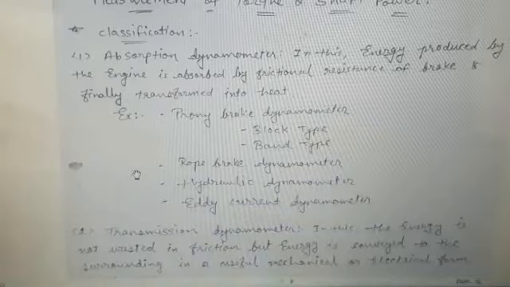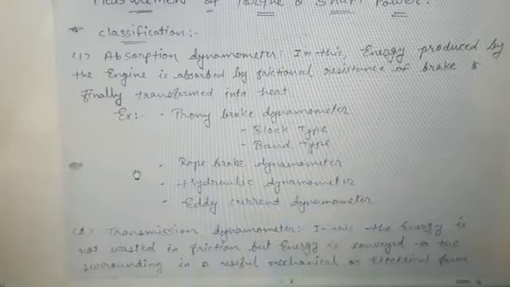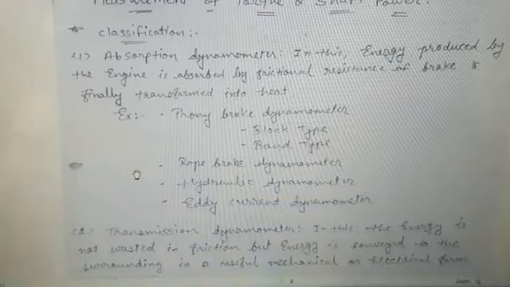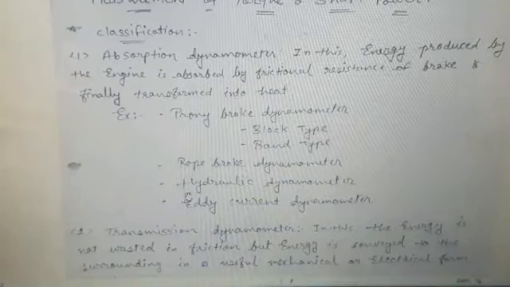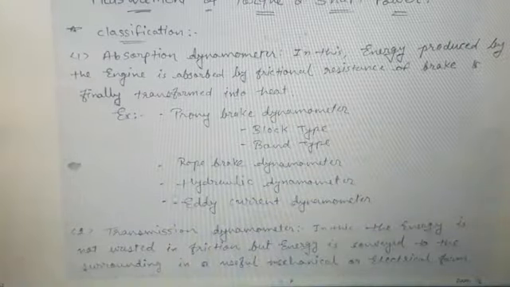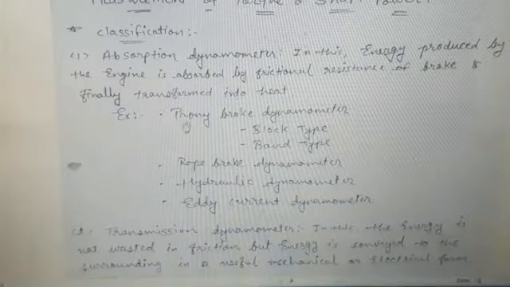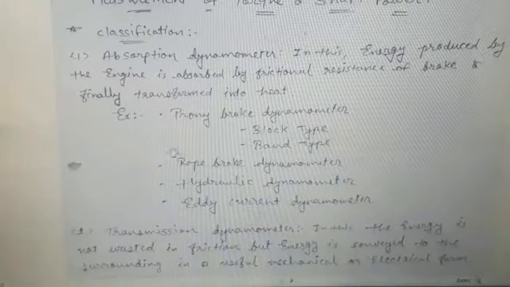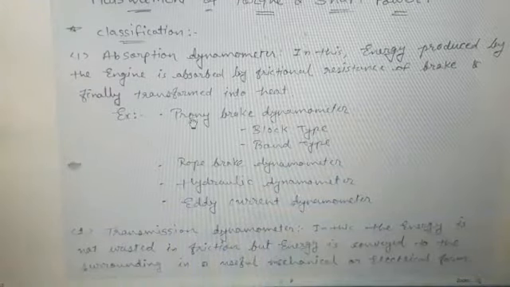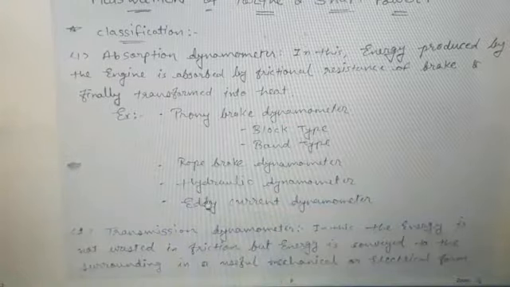If the exam question asks to give the classification of only absorption dynamometer and explain any one of them, then students, you have to write the classification of only absorption dynamometer. These four, 1, 2, 3 and 4, and explain any one of them. Further, I will explain what is Prony, what is rope, what is hydraulic and what is eddy current dynamometer after this. Okay, so next.